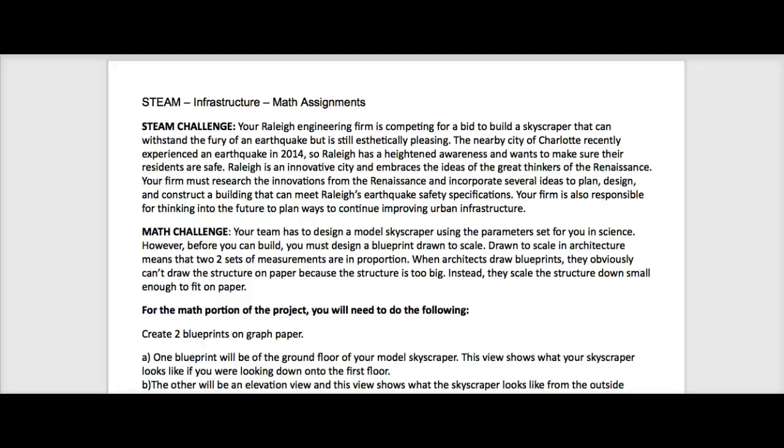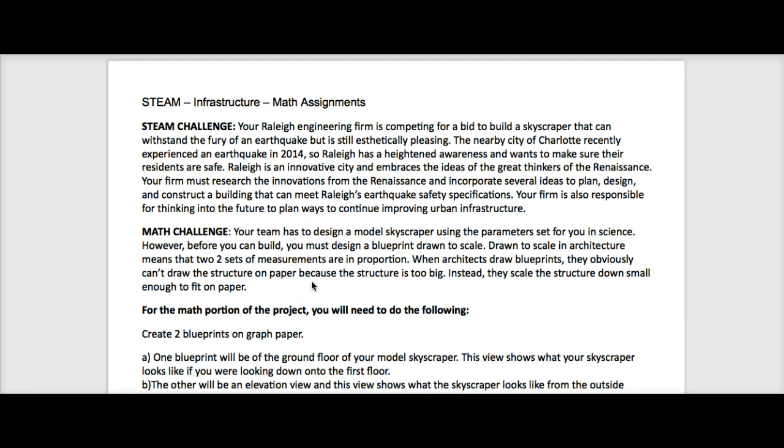Hello, welcome to the math portion of our STEAM project this quarter, working on the earthquake building for Raleigh. As you can see here, you've got your STEAM challenge already written out for you. I'm not going to read that again. The math challenge: your team has to build a model skyscraper using the parameters set for you in science.